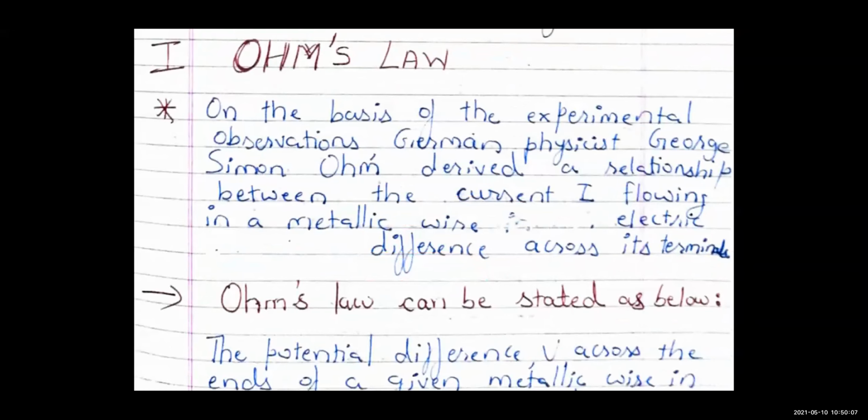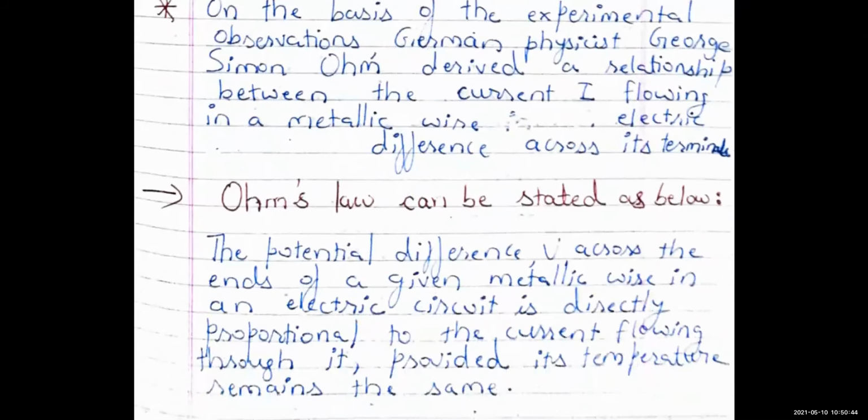So children, on the basis of experiments done by the scientist George Simon Ohm, he established a relation between the current I flowing in the conductor and the electric potential difference, that is V. So he established a relation between current and voltage, right? Let's see what was the statement of Ohm's law. What statement did he give?